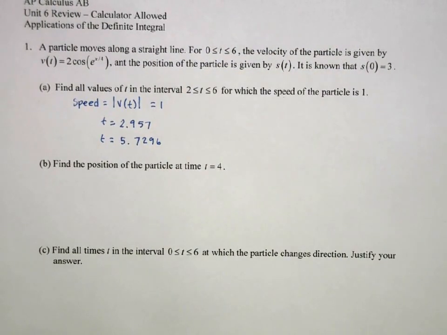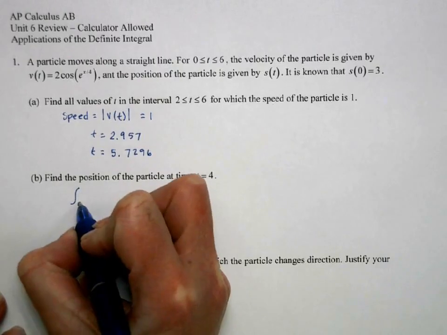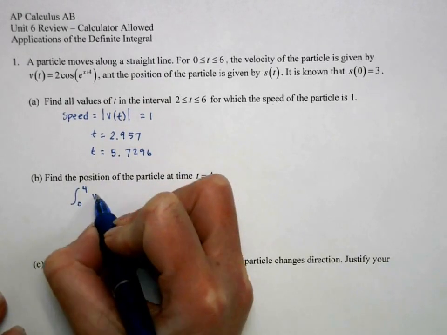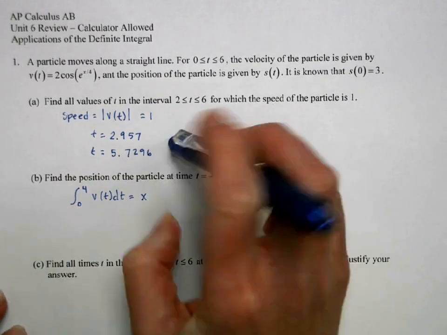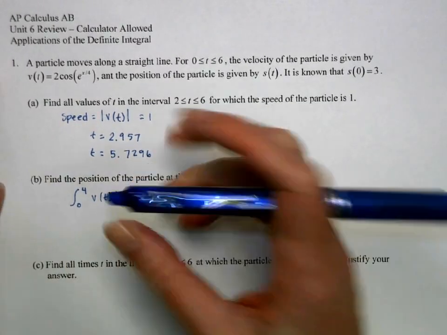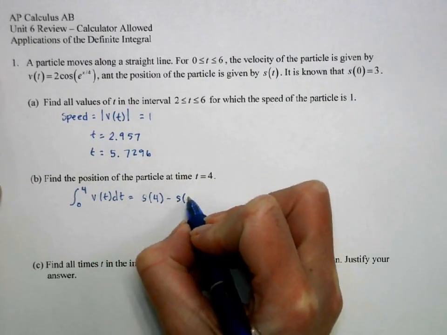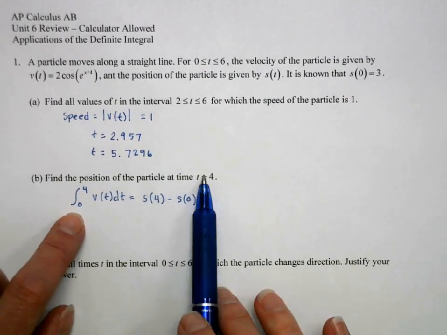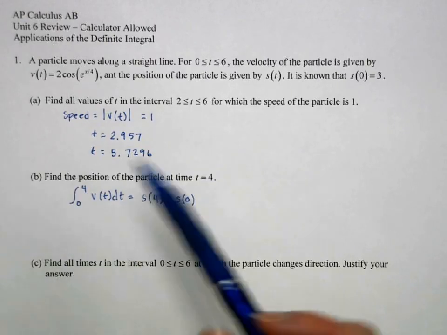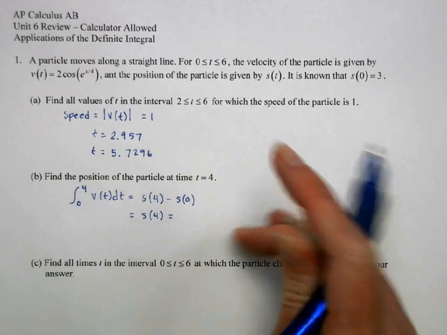Okay, find the position of the particle at t equals 4. So for that, we're going to use our fundamental theorem that says if I integrate from 0 to 4 of my velocity equation, that's going to give me the antiderivative, which is my position, which is going to be s(4) minus s(0). So I picked 0 because I know the position at 0, and 4 obviously, because that's what I want. This I'm going to get in the calculator. s(4) is what I'm solving for, and s(0) is 3.